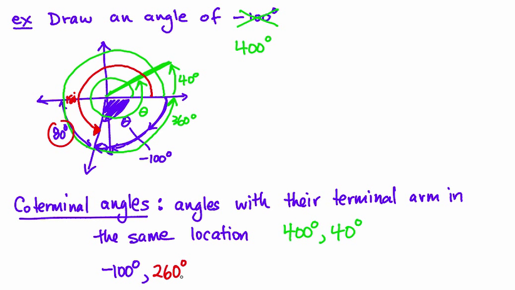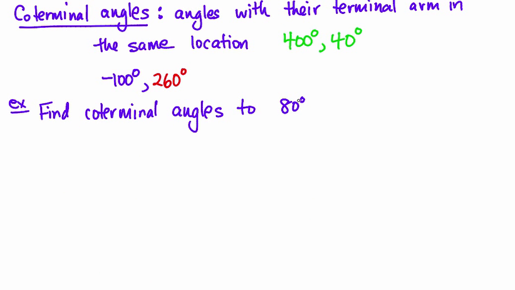Now, coterminal angles are pretty interesting because there's quite a few that can land in the same spot. In fact, there's an infinite number that can land in the same spot, and let me show you what I mean by that with this next example. Okay, so we're going to find some coterminal angles to 80 degrees. So 80 degrees is an angle like this, and I want to find some coterminal ones.